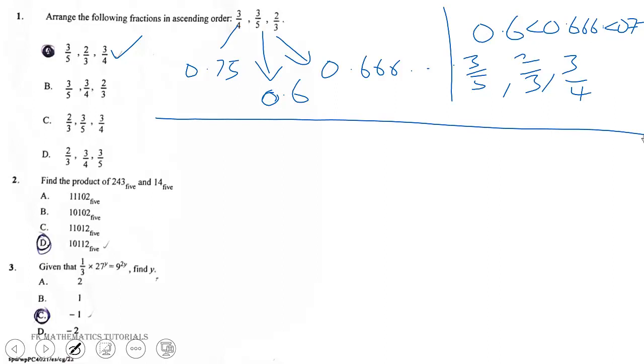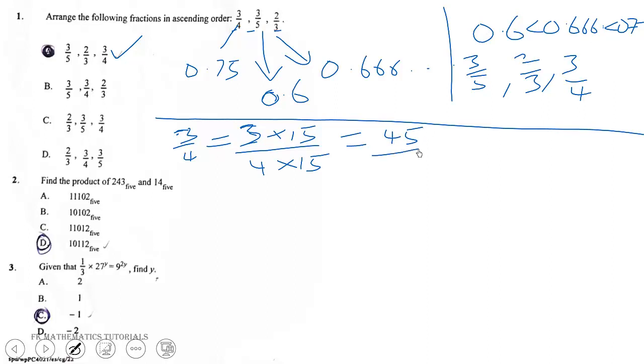You can also find the LCM. So the LCM of 4, 5, 3 is 60. So you write all of them as equivalent fractions. So 3 over 4 is the same as 3 times 15 over 4 times 15, because 4 times 15 will give us 60. So you get 45 over 60.